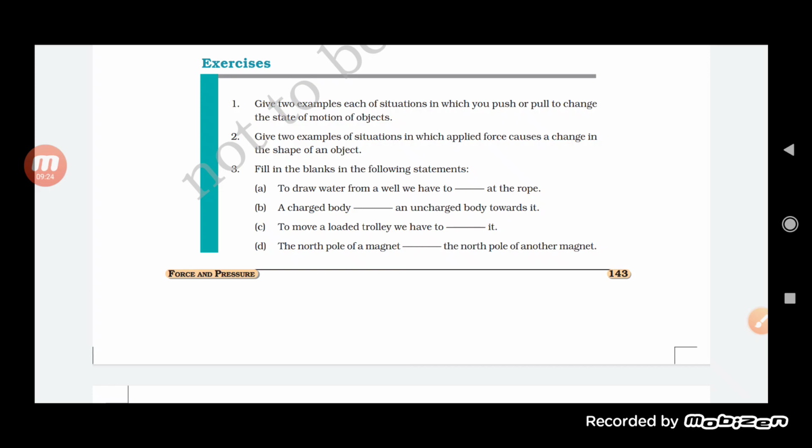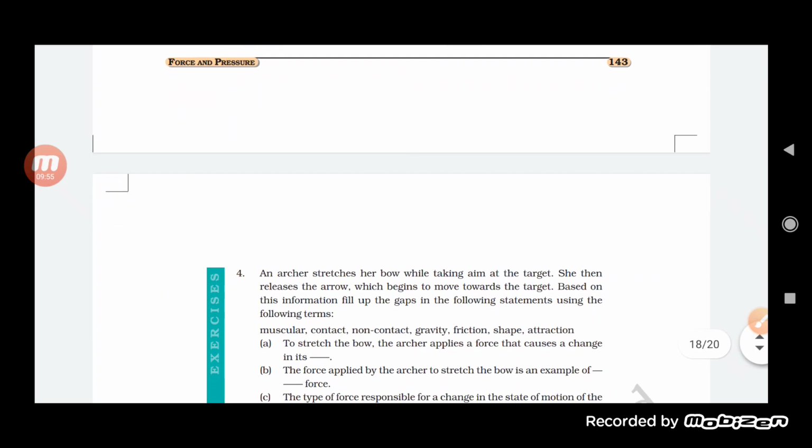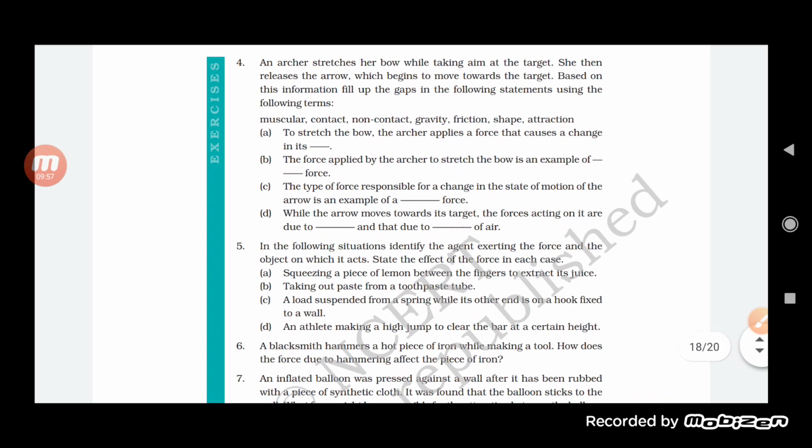To move a loaded trolley, we have to pull it. Yes, we have to pull it. The north pole of a magnet repels the north pole of another magnet. We know that similar poles repel each other, and dissimilar, opposite poles attract each other. So they repel each other.